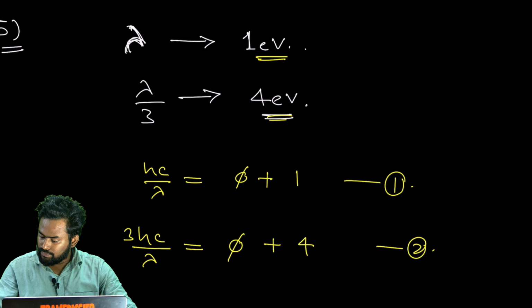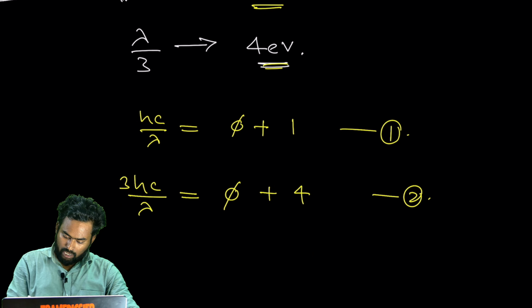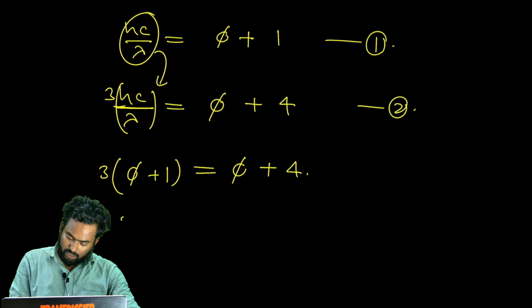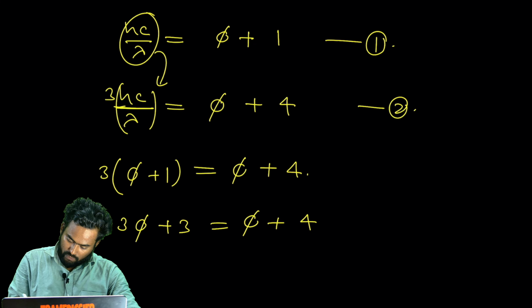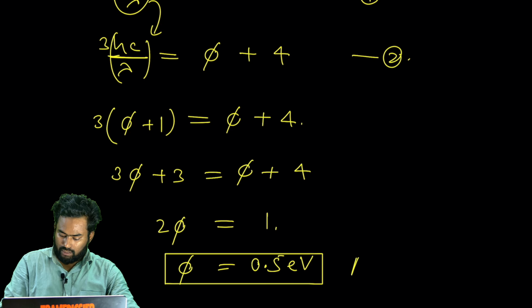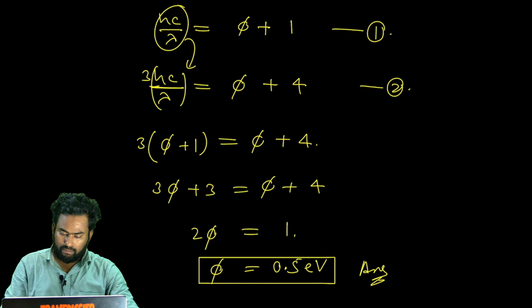Again, what they are asking is the work function. So hc by lambda will be phi plus 1. So 3 times hc by lambda, where hc by lambda I will put from the first equation, that is phi plus 1. So 3 times phi plus 1 equals phi plus 4. So I will get 3 phi plus 3 equal to phi plus 4. So this side we get 2 phi equal to 1. So phi will be 0.5 electron volt. So this is our answer to this problem.